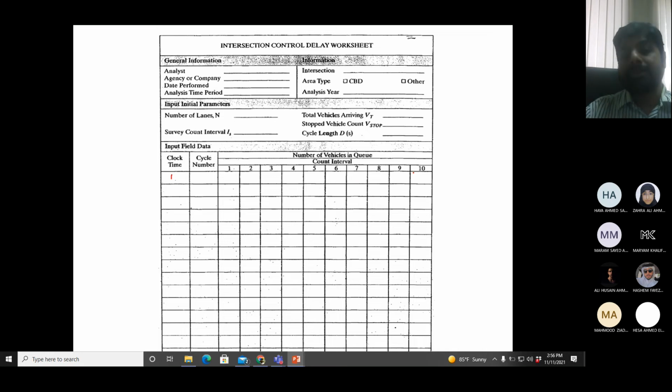Again, it can be more as well. 10 is not the maximum number. It can be 12, 13, 14, whatever. So it's not fixed. Once you complete one cycle, you start the observations, recording the observation in the new row. So each row is for a new cycle. Whenever the cycle completes, you will go to the new row, put the time again, put the cycle number again, and then you will write the observations.